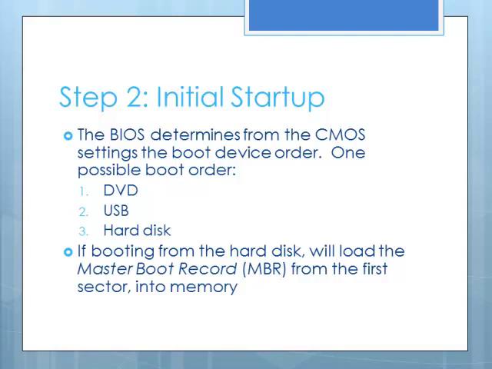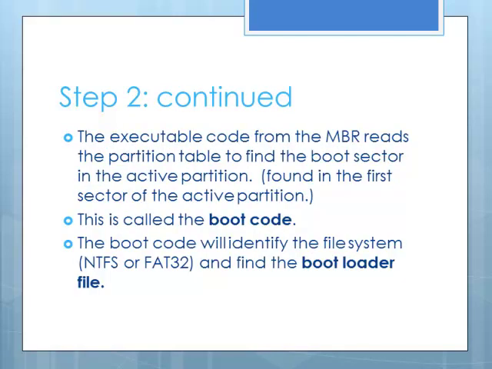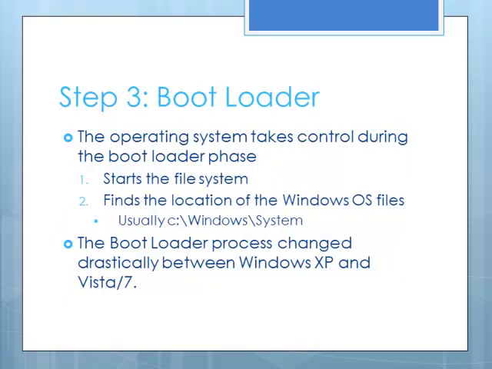So when it's booting from the hard disk, first thing it needs to do is find the master boot record, or MBR, and it's going to find that always in the first sector. It's reading the executable code from the MBR, and this is called boot code. The boot code's job is to actually identify whether or not the file system is a NTFS or a FAT32. It's not likely to be anything older than that in a Windows 7. And then it's going to find a bootloader file. The operating system begins to take control and it loads the bootloader. So it initializes the file system and then it finds where the operating system files are stored. That's usually going to be on your C partition under Windows and System.